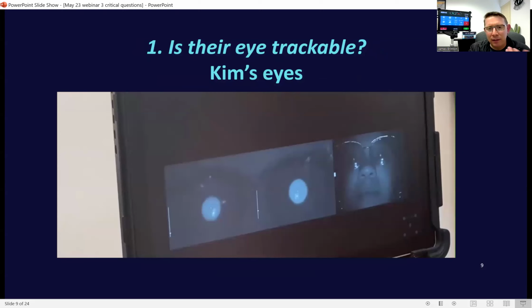Here's a video example. I set this up in front of one of our office staff, and right away we can see that the camera is pointed at her eyes, it is focused, and we can see this visible tracking indicator on the right side of the screen, right to the left of her face.